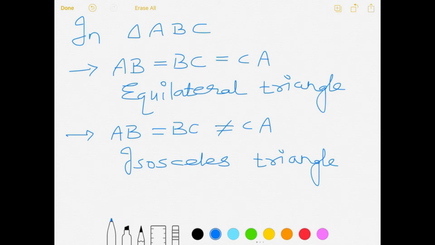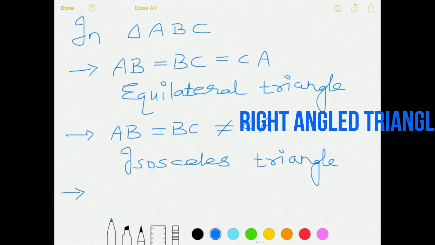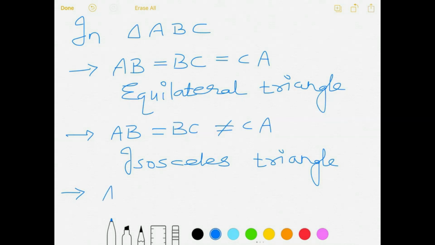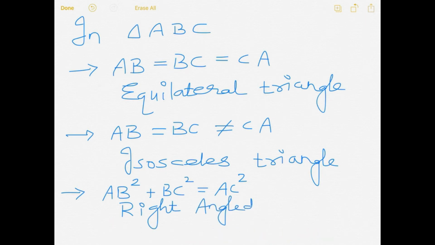Case number 3. If after finding the distances, on squaring the measurements of the sides, we get the square of the addition of two of the sides is equal to the square of the remaining, the third side, then obviously by the Pythagoras theorem, this would be a right-angled triangle. This would be a right-angled triangle.